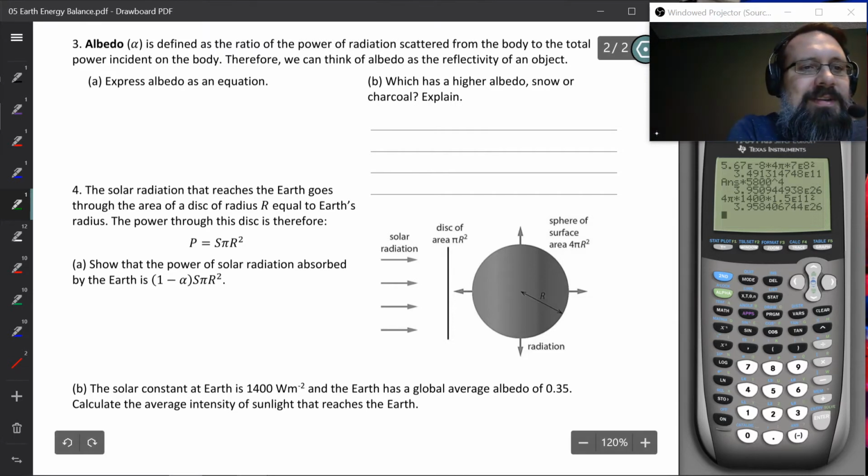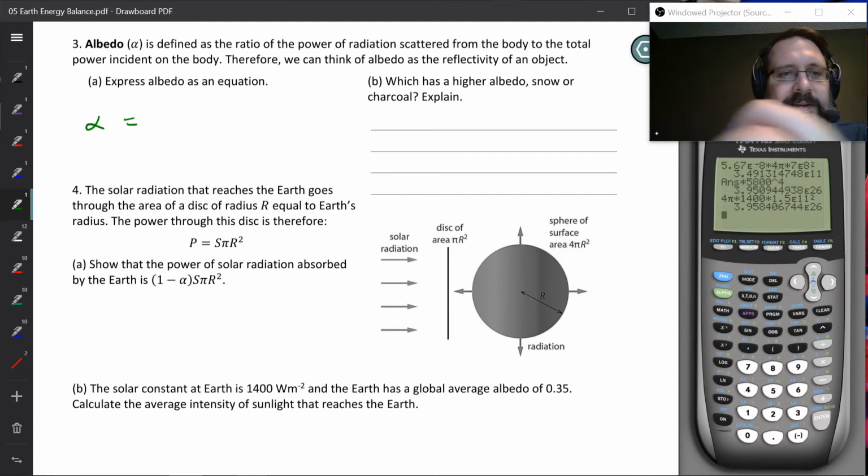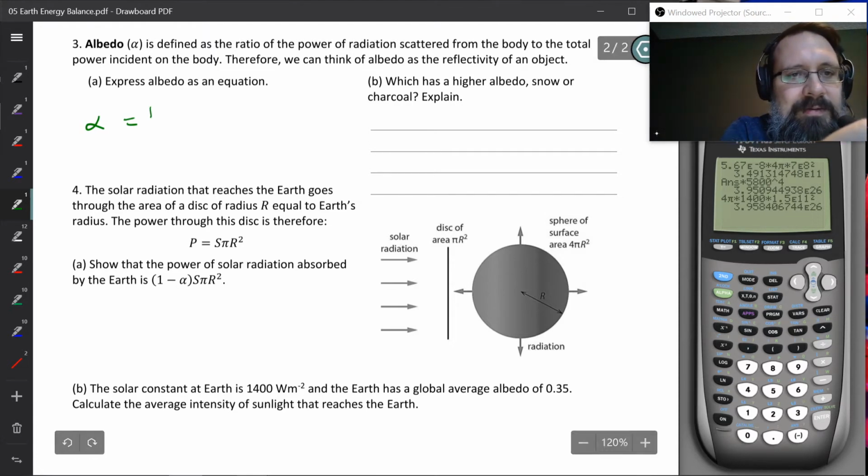All right, so to define albedo, it's a ratio of the power of the radiation scattered. So it's the power scattered divided by the power incident.